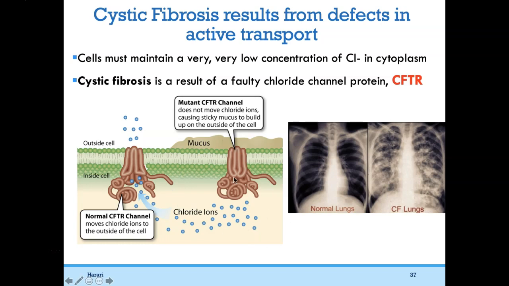If you have a mutation in this CFTR channel protein, it cannot move the chloride ions anymore. And that causes a sticky mucus to build up on the outside of the cell, which could block airways and can clog the pancreas. So here you can see normal lungs, you don't see any mucus, but all this opacity over here is the mucus that's building up outside of the cells that can't transport their chloride ions out. So that's cystic fibrosis. It's a genetic disorder because you inherit the mutation that doesn't allow this channel to take the right shape, right? So if the structure is disrupted, the function will be disrupted.